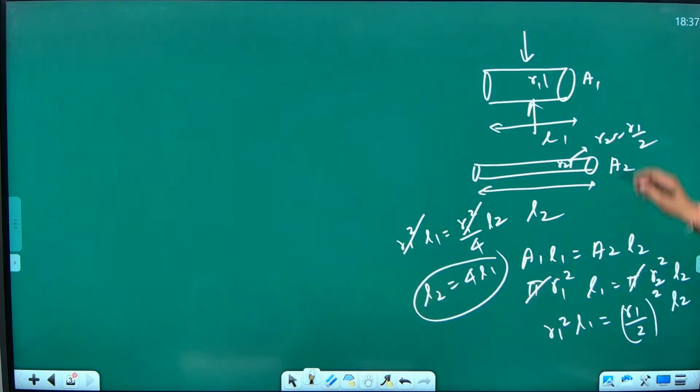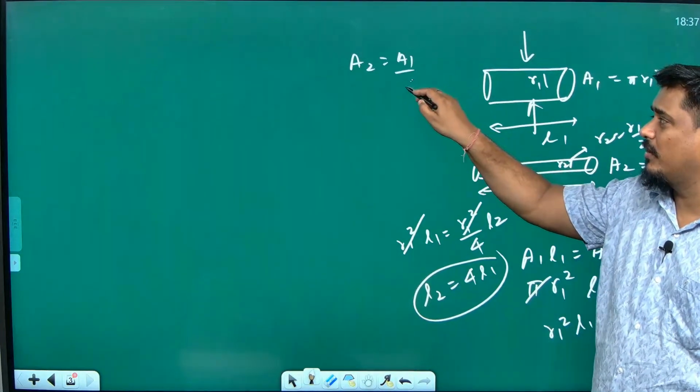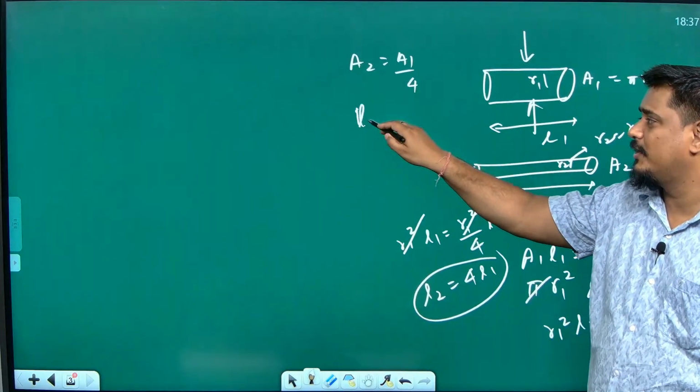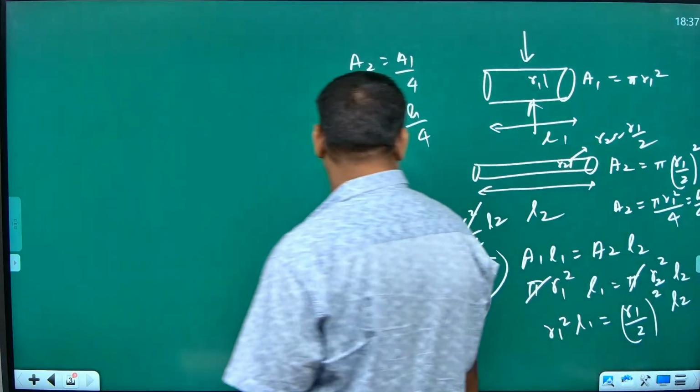So you got the relationship. What is the area relationship? Here what is the area? A1 is equal to pi R1 square. Here what is the area? Pi into R2, which is R1 by 2, the whole square. Am I right? So area here is pi into R1 square by 4. It means it is A1 by 4. Do you agree with me? So I got the value of A2 as A1 by 4, and the value of L2 as 4L1, isn't it?